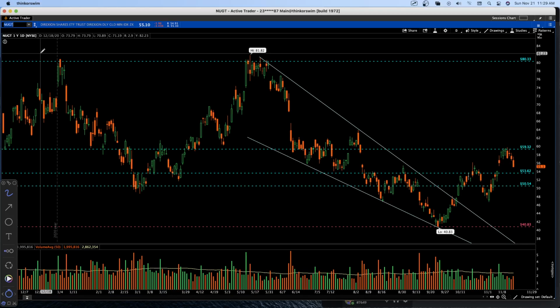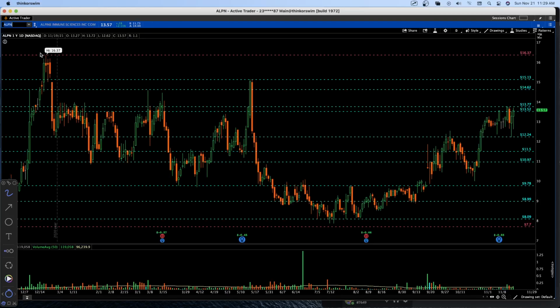Okay, so let's pull up ALPN, another one that I had posted in the Swing Trade channel. And what we're looking for here is an example of a cup and handle, right, on the daily chart. So here's our cup, and here's our handle. Okay, so that's what we were looking for. I posted this as a cup and handle on the daily chart, so to keep an eye on it.